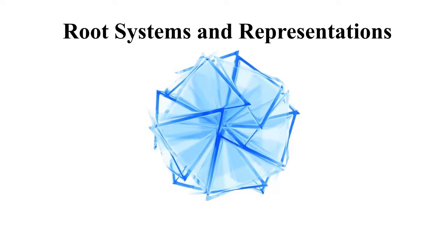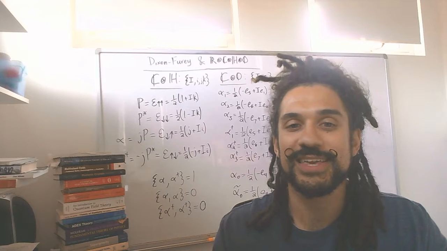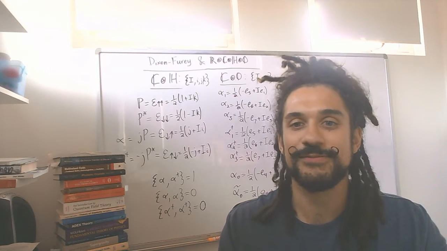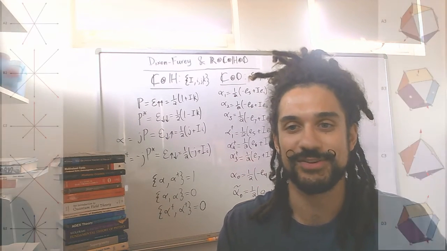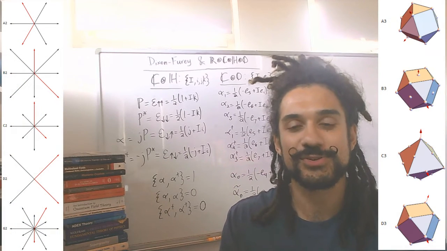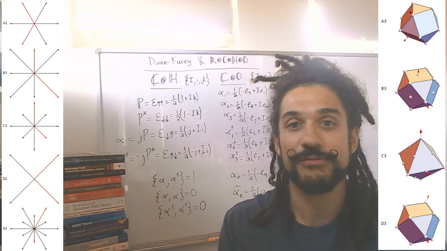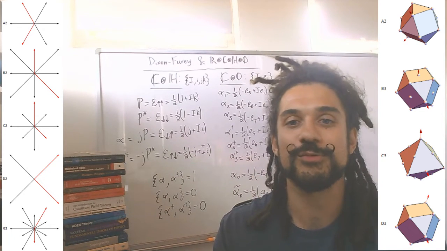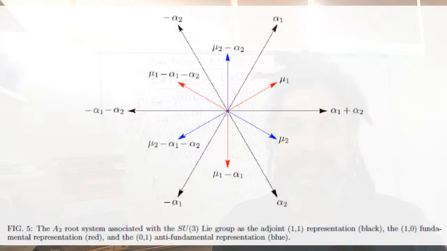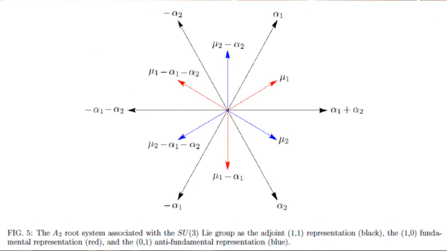Root systems and representations. Cartan and Killing realized that root systems classify the finite-dimensional simple Lie algebras. Root systems contain geometrical shapes called root polytopes that correspond to each Lie algebra. The vertices of the root polytope are called root vectors. Simple root vectors can be chosen to generate all of the root vectors by adding the simple roots together. For instance, A2 contains 2 simple roots alpha 1 and alpha 2, which can be added and subtracted to construct all 6 root vectors, forming a hexagon.